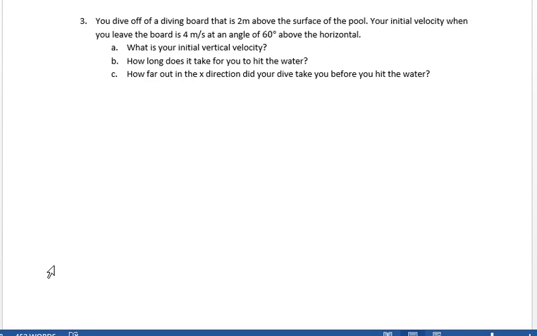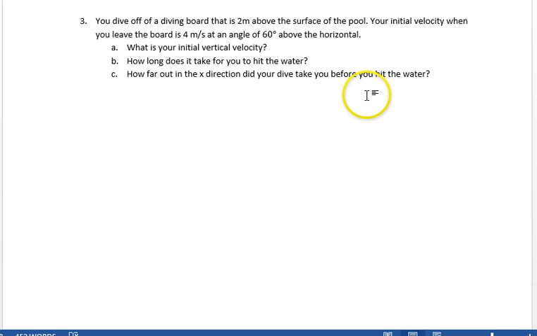Okay, in problem 3 of exam 1, you dive off a diving board that's 2 meters above the surface of the pool. Your initial velocity when you leave the board is 4 meters per second at an angle of 60 degrees above the horizontal. Part A is what is your initial vertical velocity? So you're going 4 meters per second at an angle of 60 degrees above the horizontal. What is the vertical component?